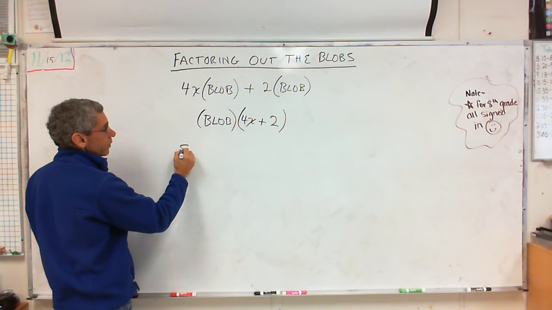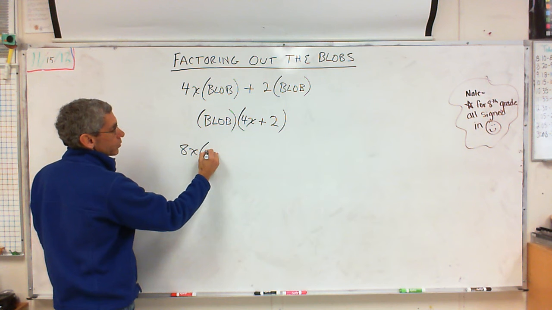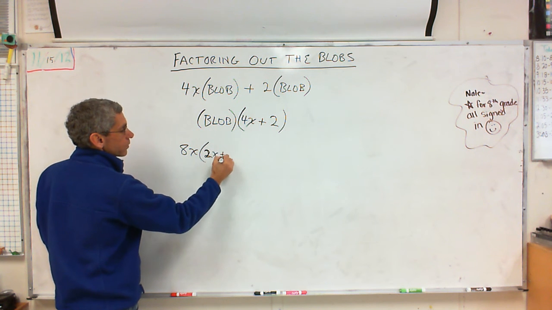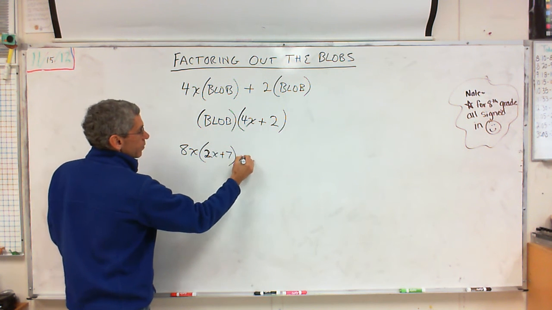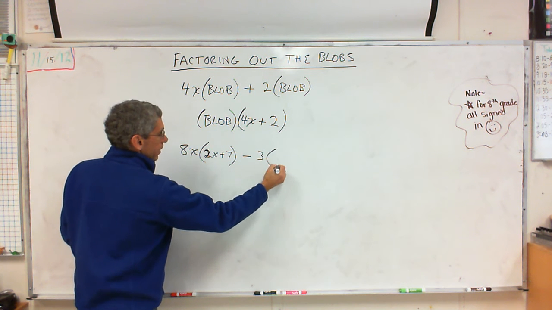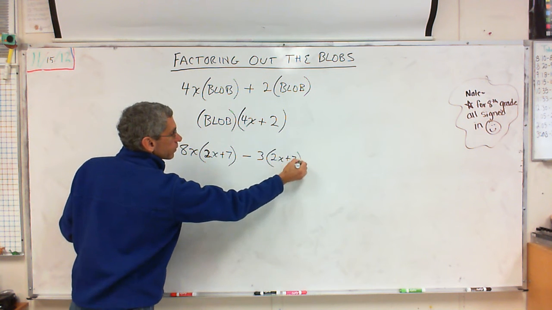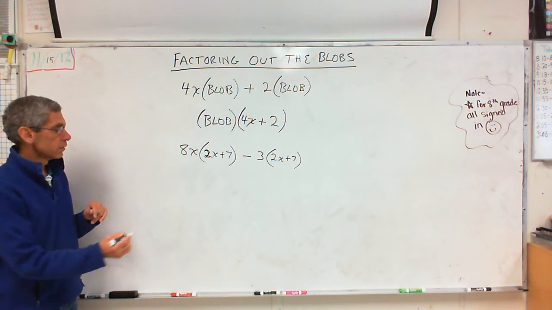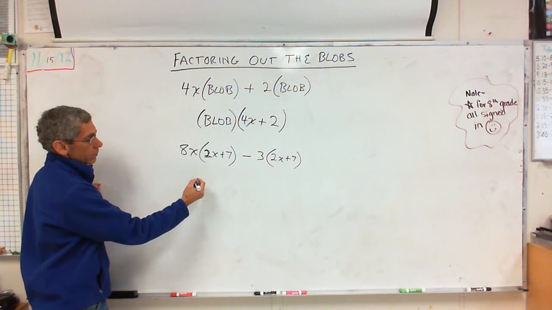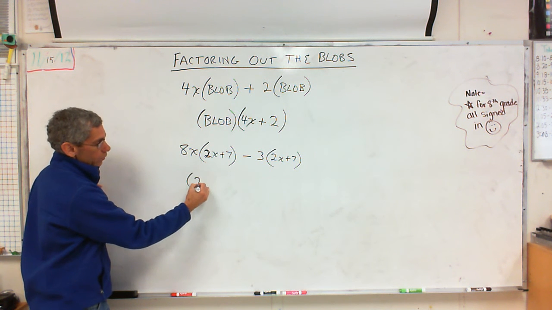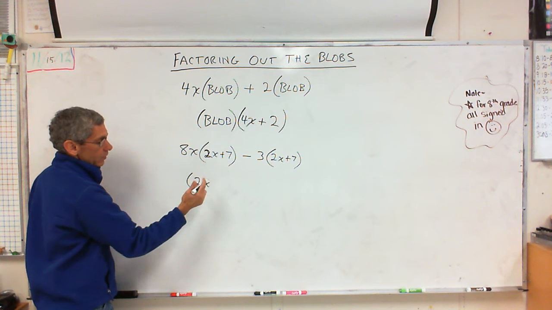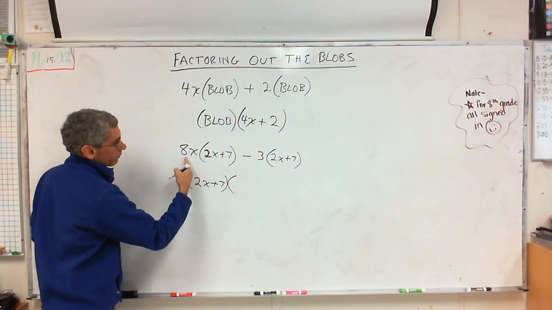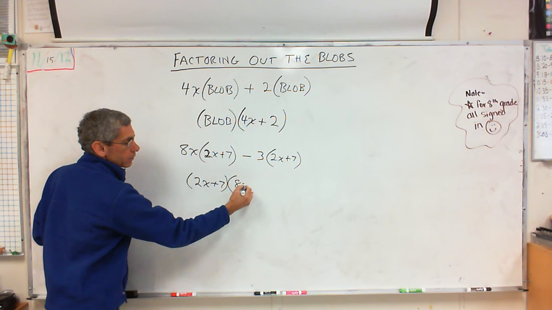So let's say we have 8x times 2x plus 7 minus 3 times 2x plus 7. What would that be? 8x minus 3, parentheses. Right, so it doesn't matter which one you do first. I tend to do the blob first. Since I know the blob is being factored out, then what do I have left over? I have the 8x and the minus 3.